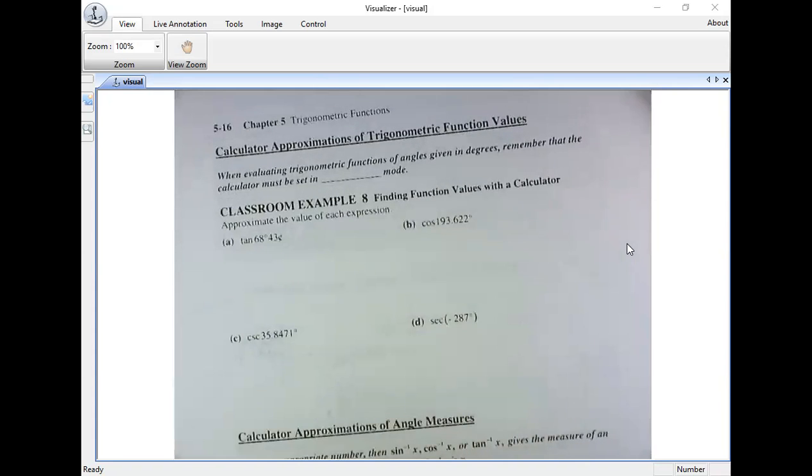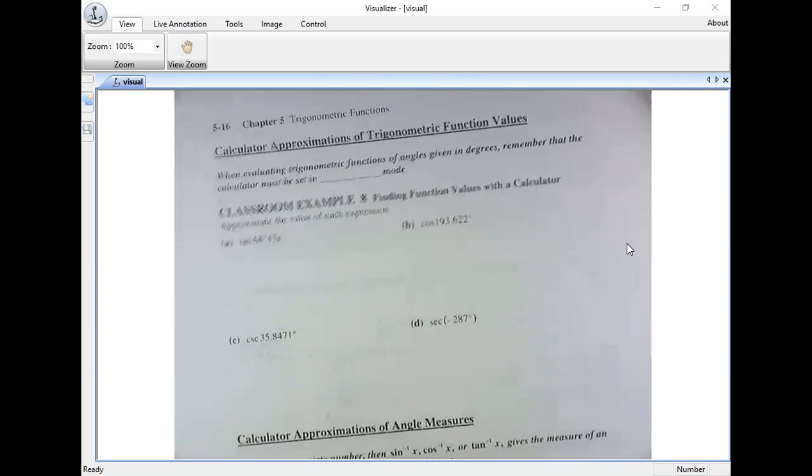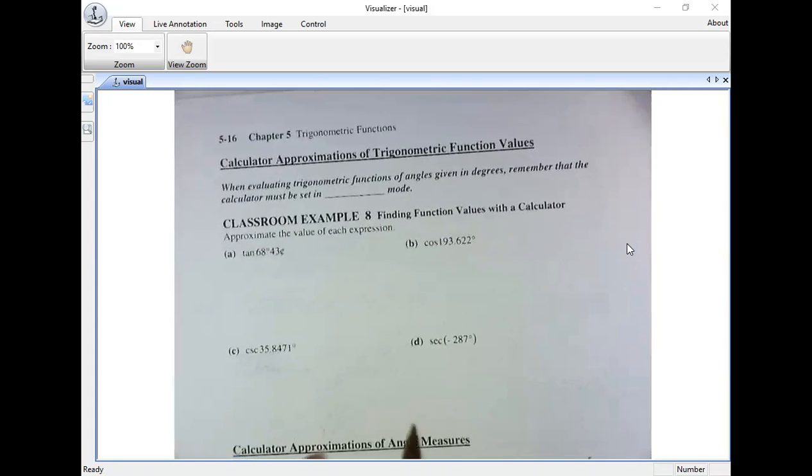And by the way, we will have some limitations on what you get to use calculator for on this first test. So you won't have it on everything.